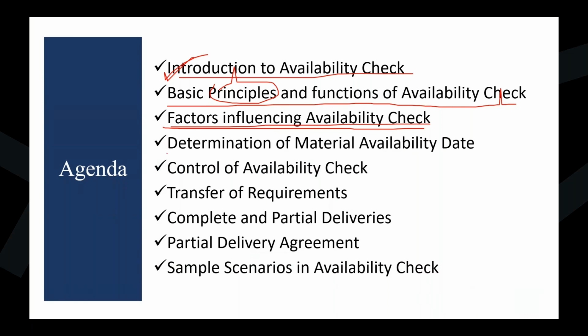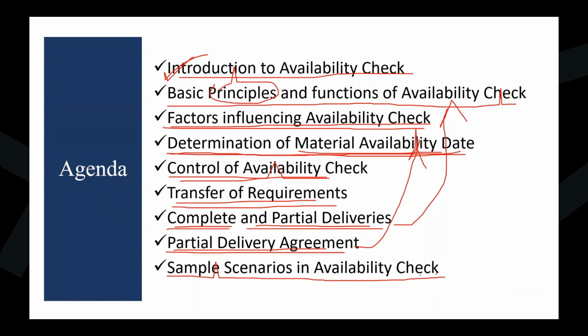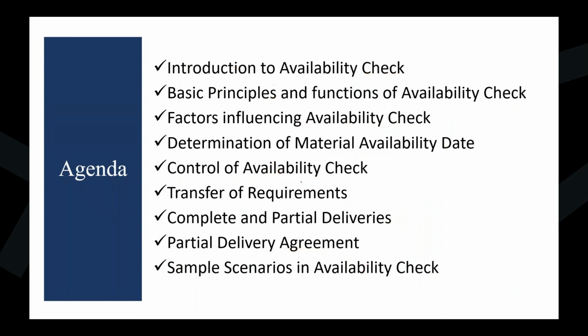Then determination of material availability date: in the sales order, how the material availability date is determined. Control of availability check: how it is controlled. Transfer of requirements: what it is and how it is done. Then complete and partial deliveries and how they affect the availability check. Partial delivery agreement: what it is and how it affects availability check. And we will see some real-time sample scenarios in availability check. These are the topics we will be covering.